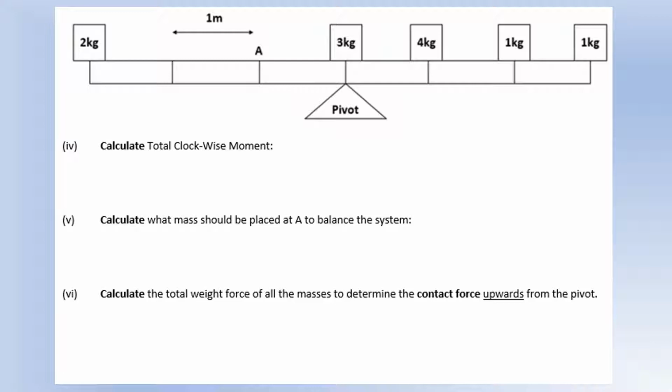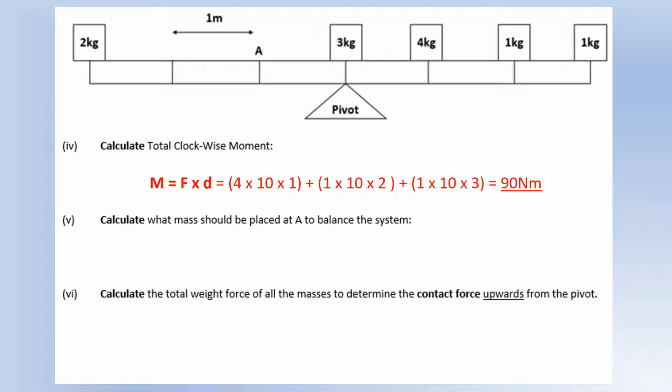Okay, so let's start our review. First of all, looking at the clockwise moment. We've got 3 weight forces that are going to provide a clockwise moment: the 4 kilogram and the 2 1 kilogram masses. The 4 kilogram is 1 meter away. The 1 kilogram masses are 2 and 3 meters away respectively, giving us a total moment of 90 Newton meters.